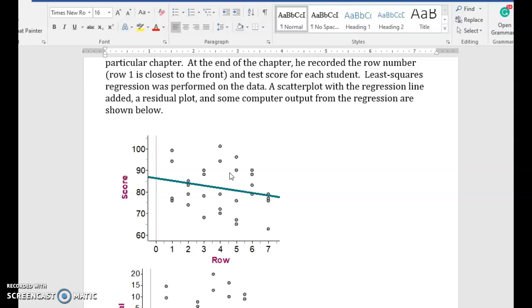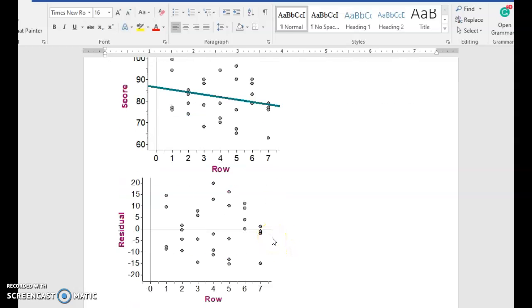Scanning real quick, do we see any possible outliers? Personally, I would think that maybe either this one or this one might be affecting it, but these two might cancel each other out, so it's not that big of a deal. But the only way we can really be sure is if we take that one out, or take that one out if we think it's bad, or take both of them out and see what happens to it.